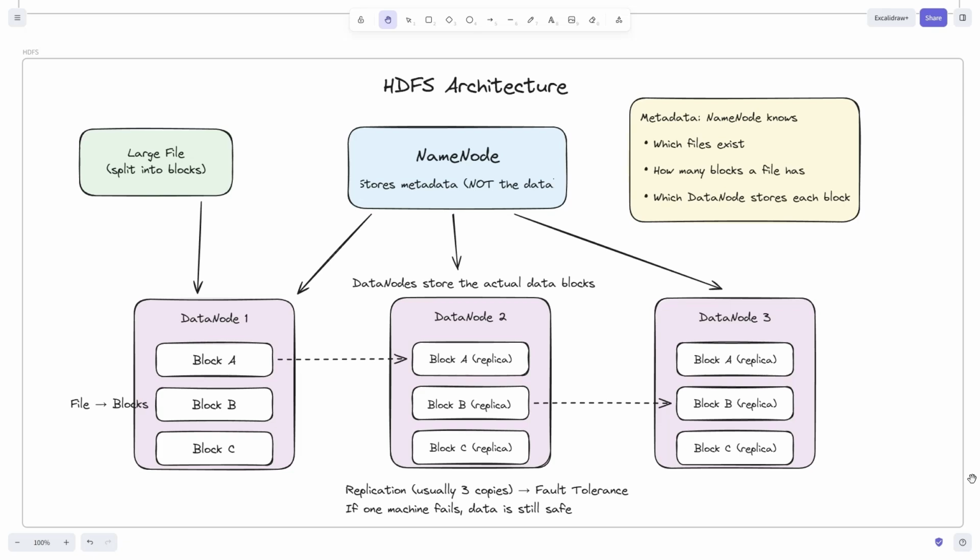So how does HDFS work together? When a client wants to read or write data, it first contacts the NameNode. The NameNode provides metadata information. The client then directly interacts with the DataNodes to read or write data. This design keeps data transfer efficient and scalable.